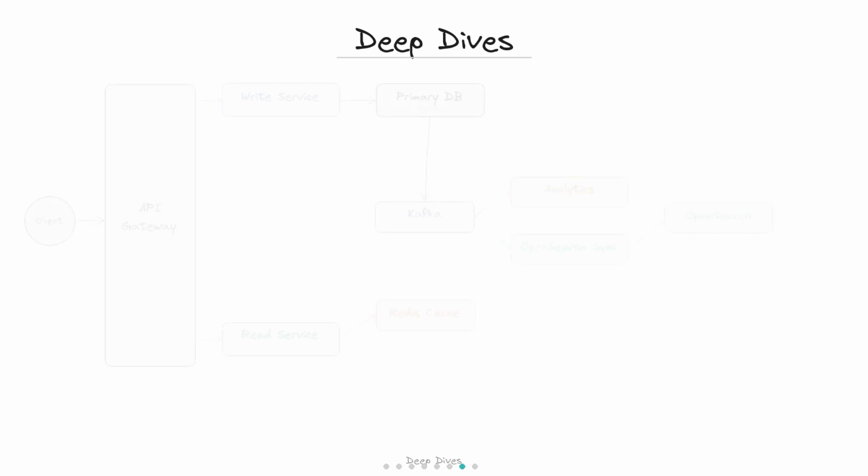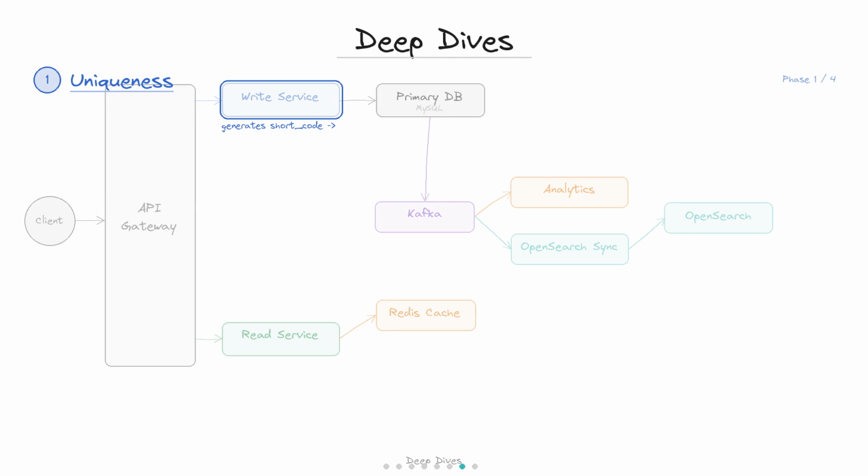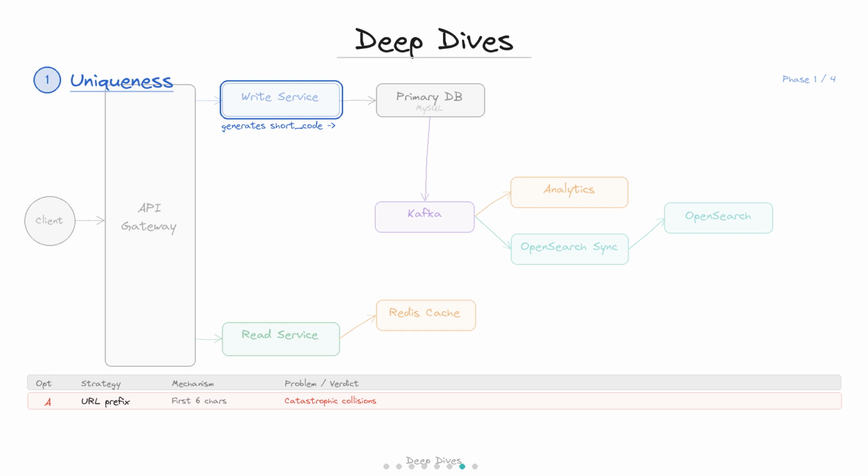Deep dive 1. Uniqueness. How do we generate short codes that never collide? Let's walk through the options systematically. Option A. Take a prefix of the long URL, for example, the first 6 characters of the domain. This has catastrophically high collision risk. Hundreds of millions of URLs start with HTTPS that all map to the same shortcode. Hard no.